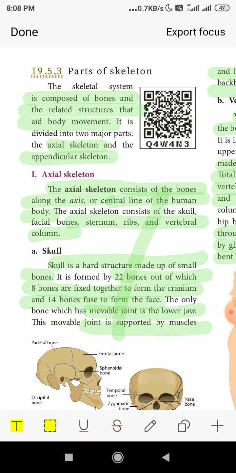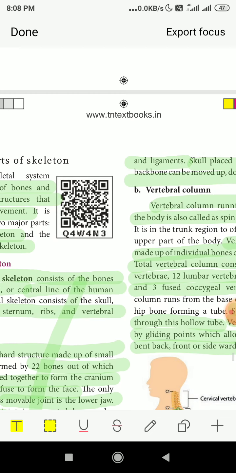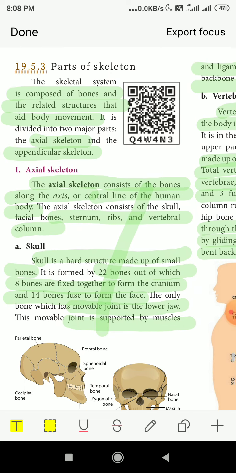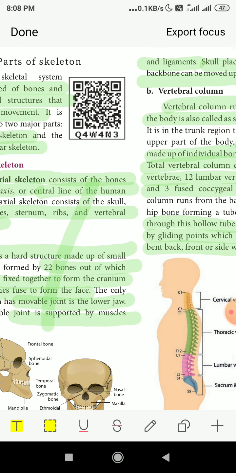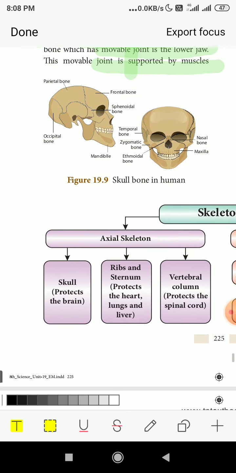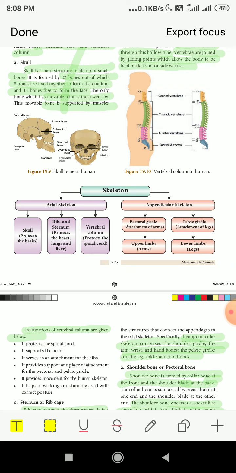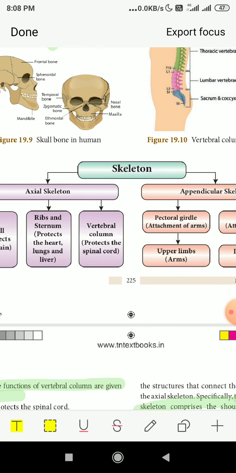Next come the facial bones. Facial bones are made up of how many bones? The 14 bones. And then the sternum, ribs and the vertebral column. So this is the diagrammatic representation of how the skeleton is divided. See, axial skeleton and appendicular skeleton. The skull protects the brain, and in the axial skeleton, the ribs and sternum protect the heart, lungs and the liver, and the vertebral column protects the spinal cord.